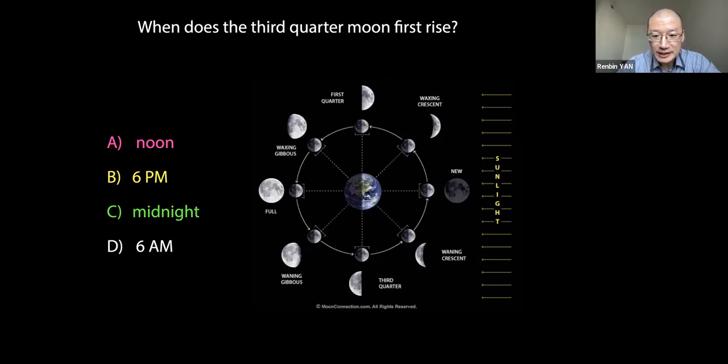Right? Do you see it at noon? Do you see it around 6 p.m. in the evening, or at midnight, or at 6 a.m. in the morning? And when do you see it rising above the horizon? You have to think about where you are on Earth that you can see the third quarter moon rising above the horizon. This is a difficult question, okay? So if you have no clue how to do it, don't worry about it. I'll explain in a minute.